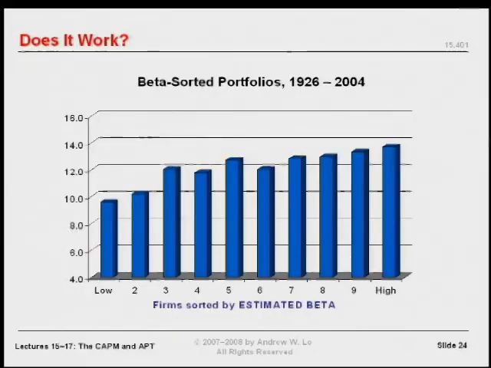Okay, so this is a plot of the expected return of beta sorted portfolios. Higher beta, higher average return. Lower beta, lower average return. So it seems like the CAPM is actually pretty reasonable.